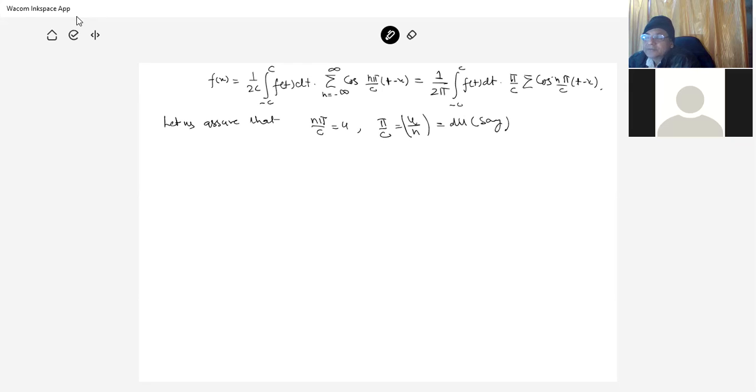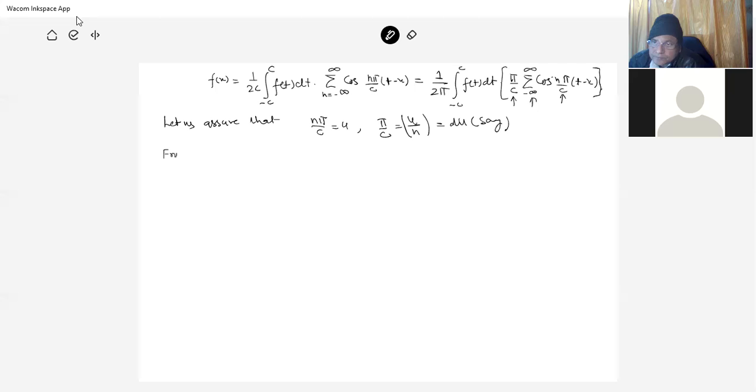So what we will get is: pi by c is du, and the summation, from minus infinity to plus infinity, of n pi by c, where n pi by c is nothing but u. So these are three symbols, and these symbols can be written in terms of integration.